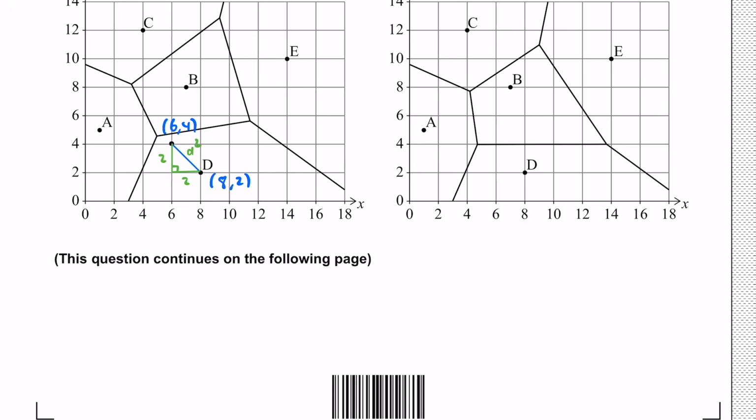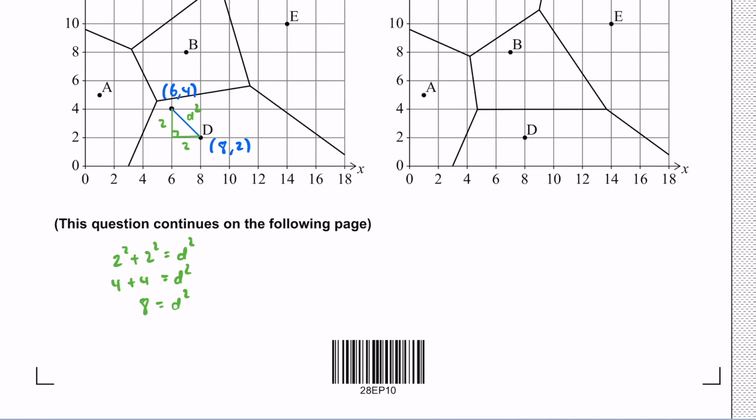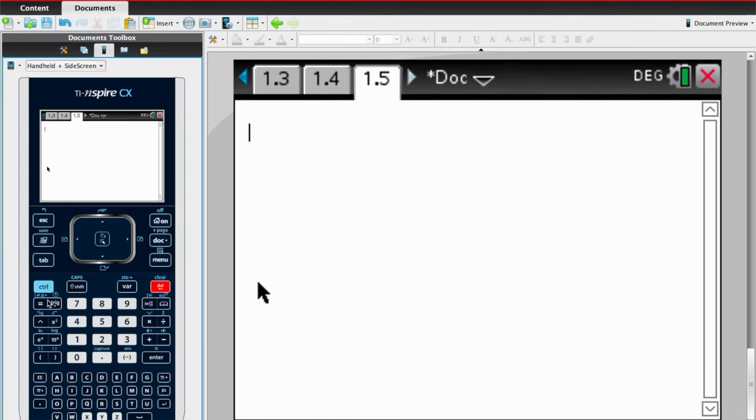What would that mean? That would mean that 2 squared plus 2 squared is equal to d squared, or 4 plus 4 is equal to d squared. 8 is equal to d squared. I'm not interested in finding d squared, but just d. Take the square root of both sides. Therefore, d is equal to root 8. And then going to the calculator and asking, for example, is root 8 greater than or less than 3?